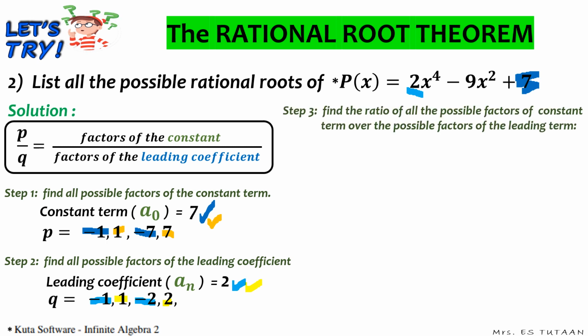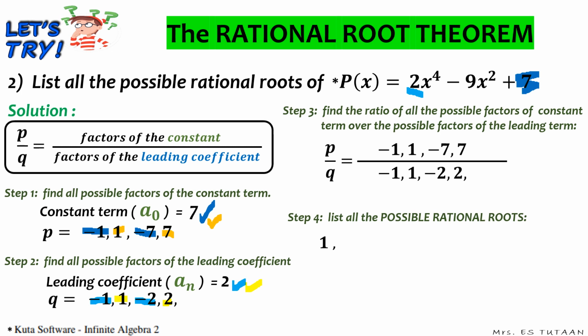Now, we have step 3: find the ratio of all the possible factors of the constant term over the possible factors of the leading term. So, isa-substitute na natin yung mga factors nila. Ang P ay meron tayong negative 1, 1, negative 7, positive 7. Ang Q ay negative 1, 1, negative 2, at positive 2. And then, isusulat na natin yung simplified form ng ratio.